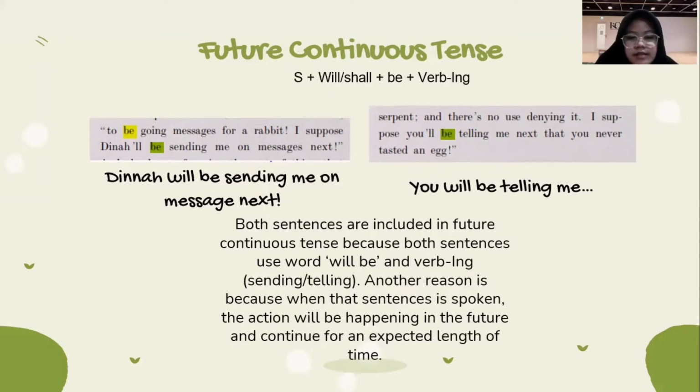The first sentence that I found is, "Tina will be sending me on message next." The second is, "You will be telling me." Both sentences are in the future continuous tense because both use "will be" and verb-ing, sending and telling. Another reason is that when the sentence is spoken, the action will be happening in the future and continue for an expected length of time.